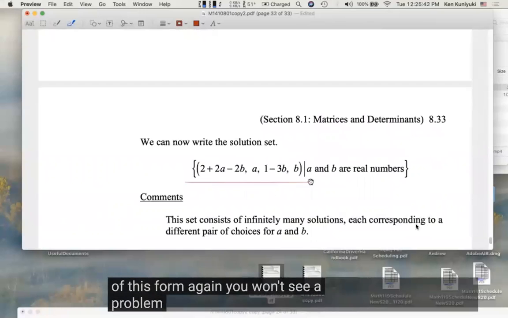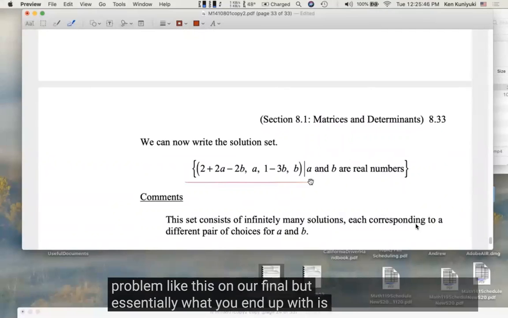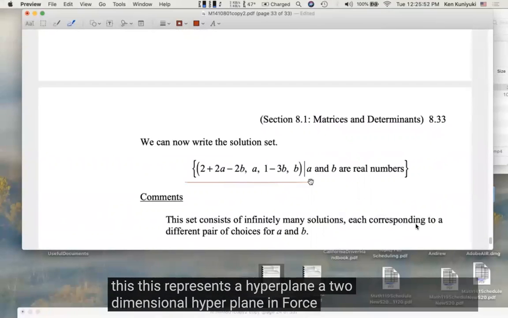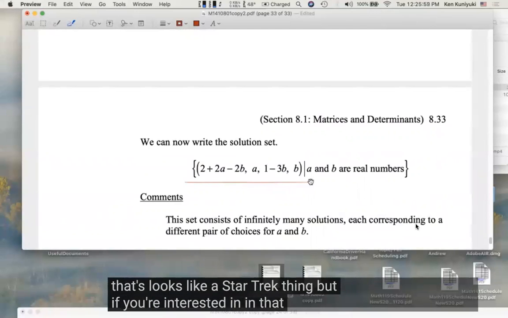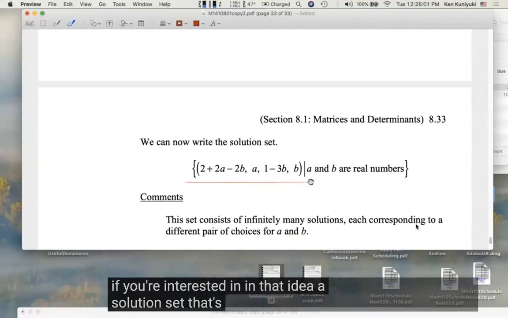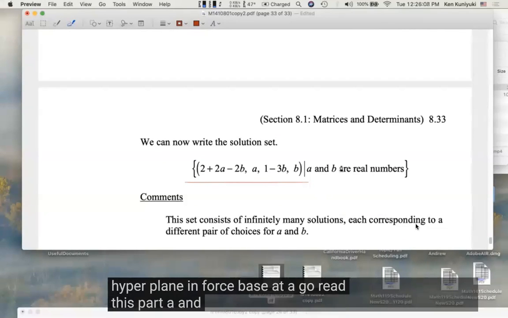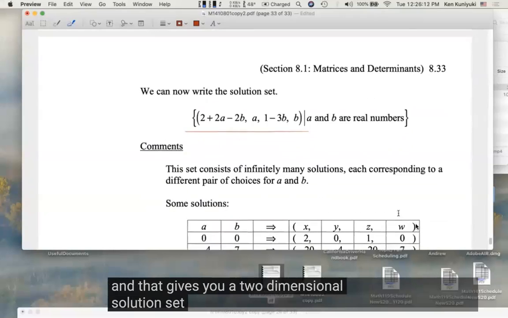Again, you won't see a problem like this on our final, but essentially what you end up with represents a hyperplane, a 2-dimensional hyperplane in 4 space. That sounds like a Star Trek thing, but if you're interested in that idea, a solution set that's a two-dimensional hyperplane in 4 space, go read this part. a and b vary over the reals, and that gives you a two-dimensional solution set.